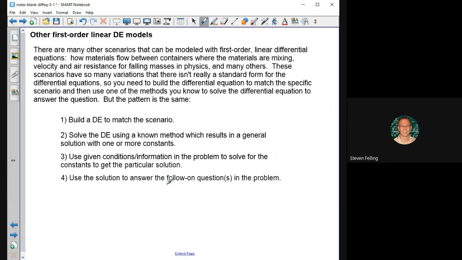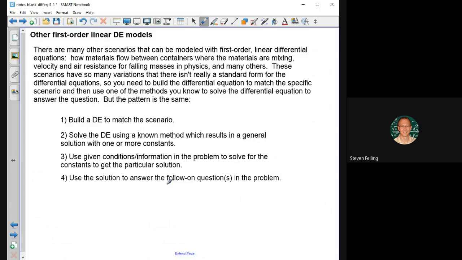Okay, so just to wrap this up, there are other scenarios that can be modeled with first order linear differential equations. For example, how materials flow between conditions where the materials are mixing. There's some very simple velocity and air resistance for falling masses in physics, but we typically use more complicated models for that, which we're going to talk about in 3.2, which are nonlinear. These scenarios have so many variations, there really isn't a standard form for them. So you would need to build the differential equation and solve it.